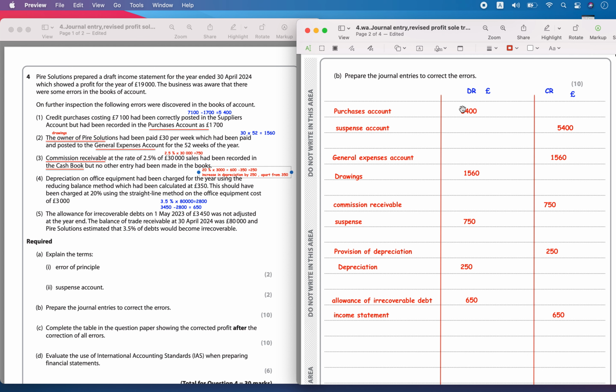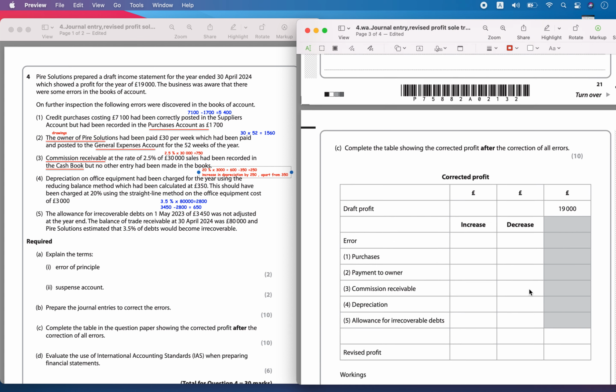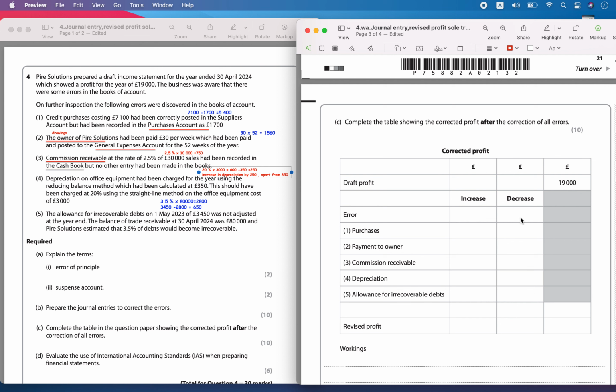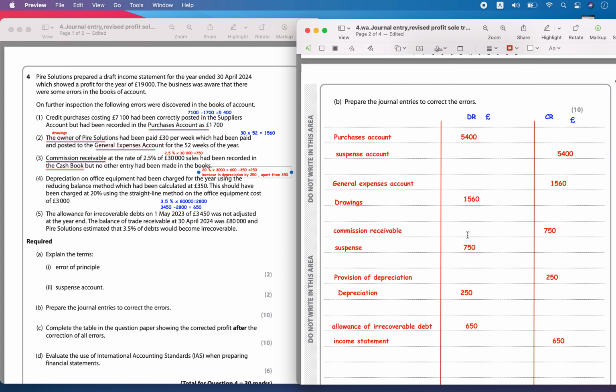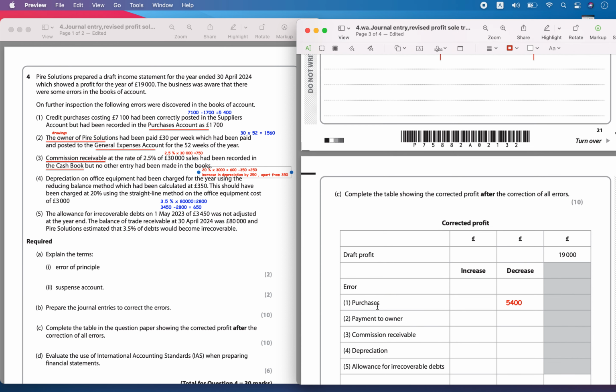For example, here the purchases is going to appear on the debit side. Anyway, you're going to transfer it to the income statement, so it can appear on the credit side. So here purchases is going to appear as 5400. For this method which you are going to follow for the corrected profit, your journal entries have to be correct, then you can directly transfer. Otherwise you will have to think about how it is going to affect the profit.